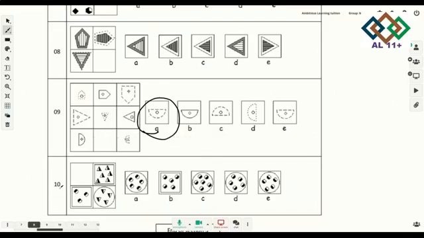So look at number 10 now. Number 10 is an easy one. The center shape is rotating again, how much? 180 degrees. And the outer shape swaps between a circle and a square. Circle, square, circle, square. So we know we need a circle. So the answer is D.